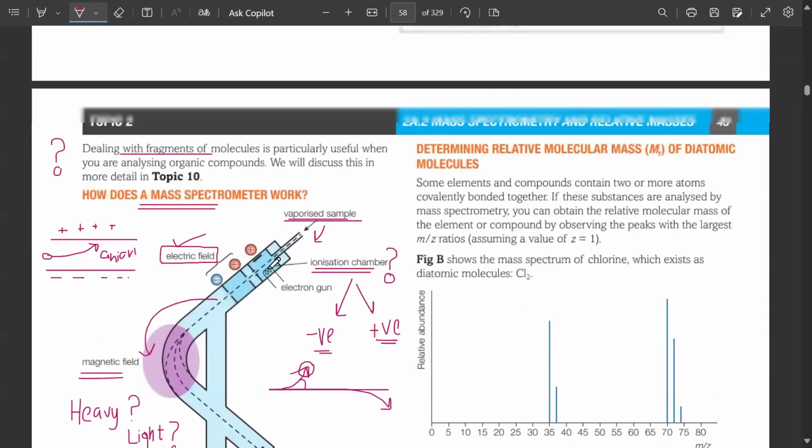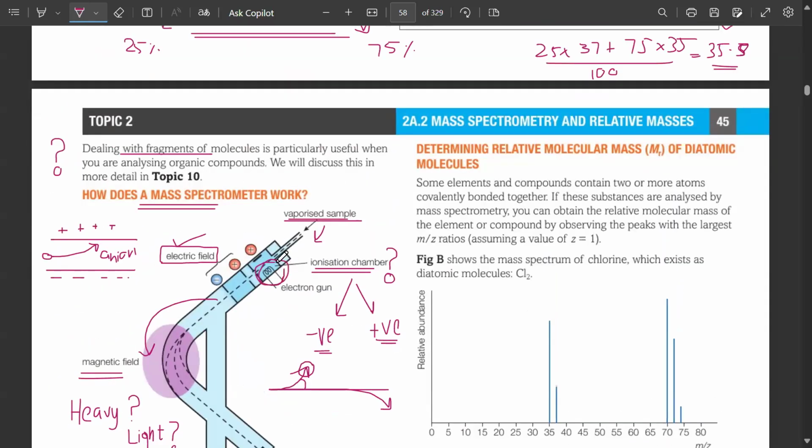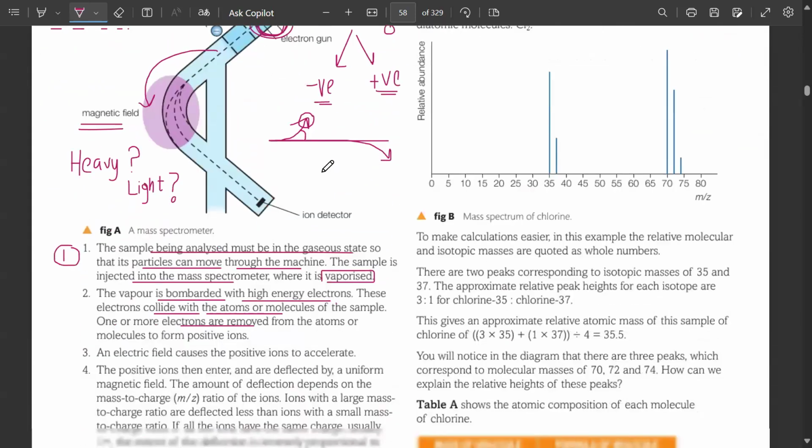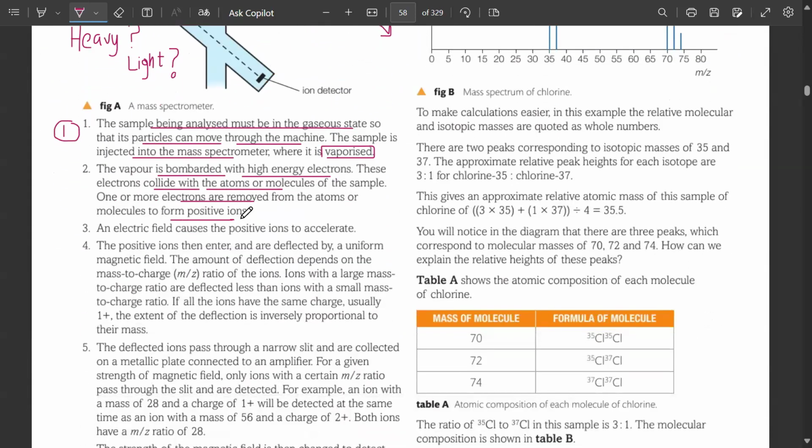Now here, at this place, the electron gun, we forgot the electron gun. How is ionization happening? The electron gun is going to shoot electrons. Shoot what? High energetic electrons, so that these particles start to lose or gain electrons. What do they form? Forms positive ions, for example. Positive ones, cations. Exactly. An electric field causes the positive ions to accelerate.